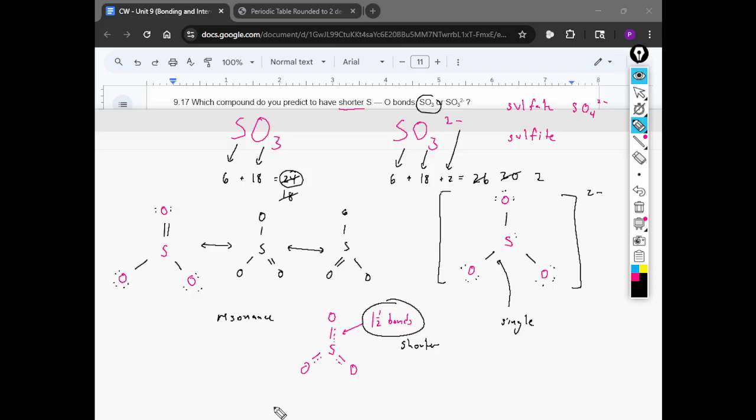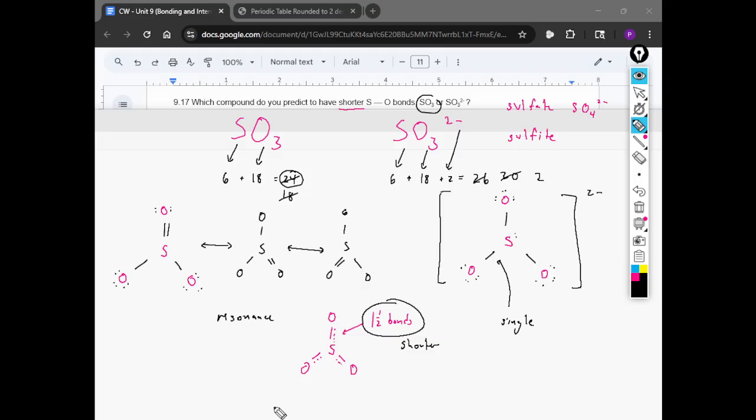Okay, so just a reminder, 1.5 bonds are somewhere in between single bonds and double bonds, and they have in-between properties in terms of strength and length. All right, that's pretty much all we're going to do for resonance, but any questions on that?